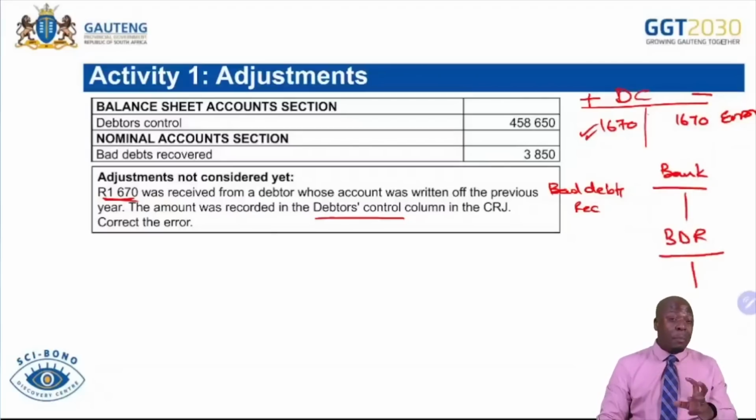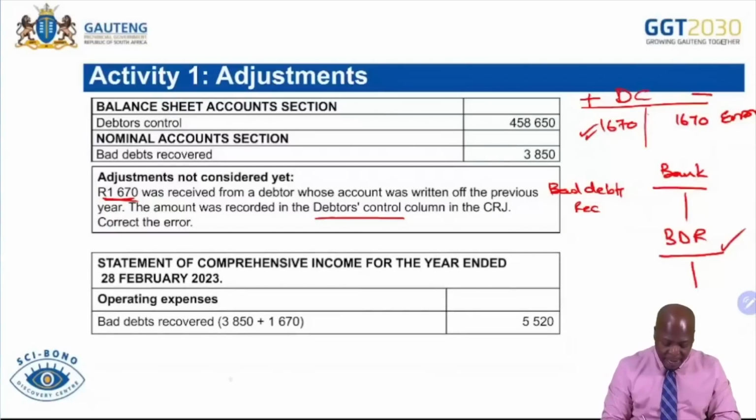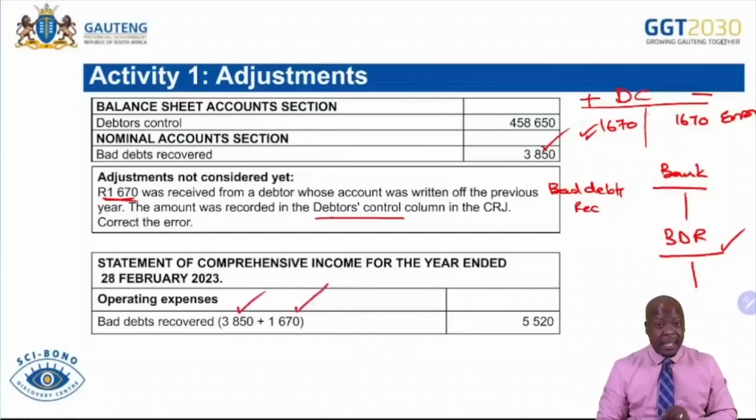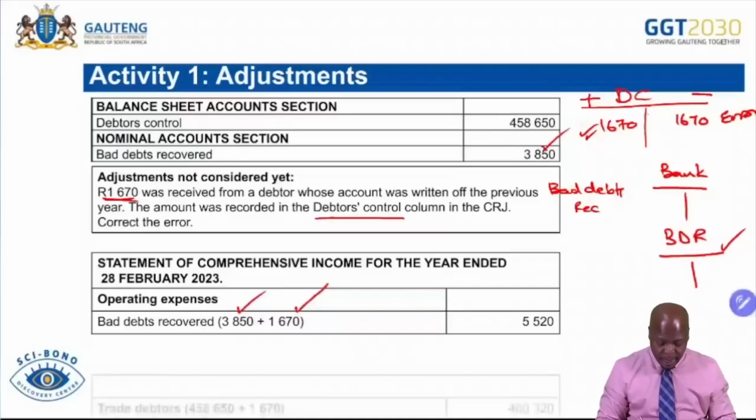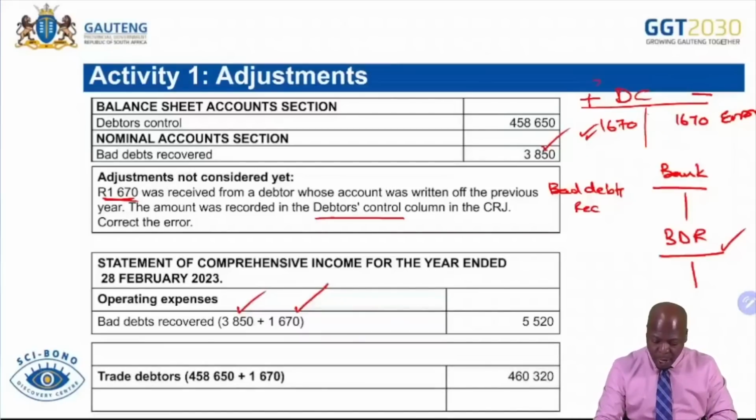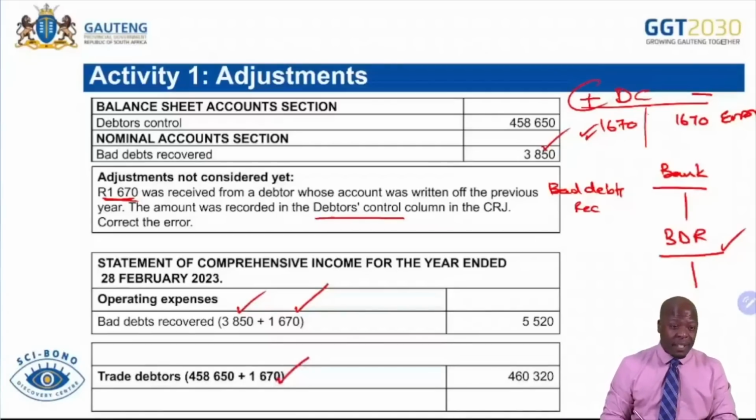All right. So remember, we're preparing a statement of comprehensive income. So we're going to have the bad debts recovered. Okay. So here's our bad debts recovered. Remember, initially we're 3,850, which is that one. Then we add the amount that was incorrectly recorded in the debtors control. And then secondly, we correct that error. And how do we do that? We come and we add back the 1,670. That is how we correct this particular error. Are we good? Can I go on to the next one? Okay, let's move on to the next one.